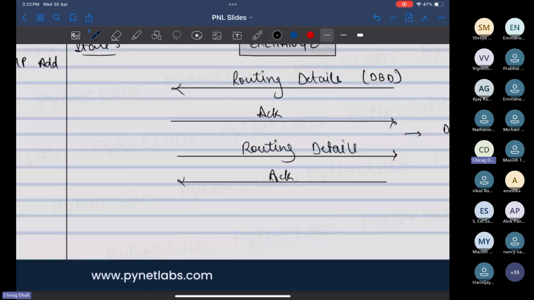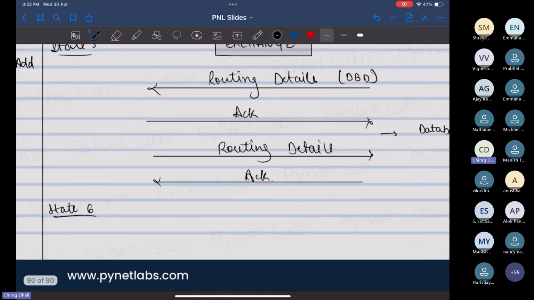Then we get into state number 6, which is called loading. This is where the neighbors compare their database tables with each other. For example, let's say Mr. Rahul and I have created a neighborship. We were able to exchange information. We constructed our database tables. Now in state 6, I will compare my database table with Rahul's database table. So I'll check if Rahul and I know the same information or not.